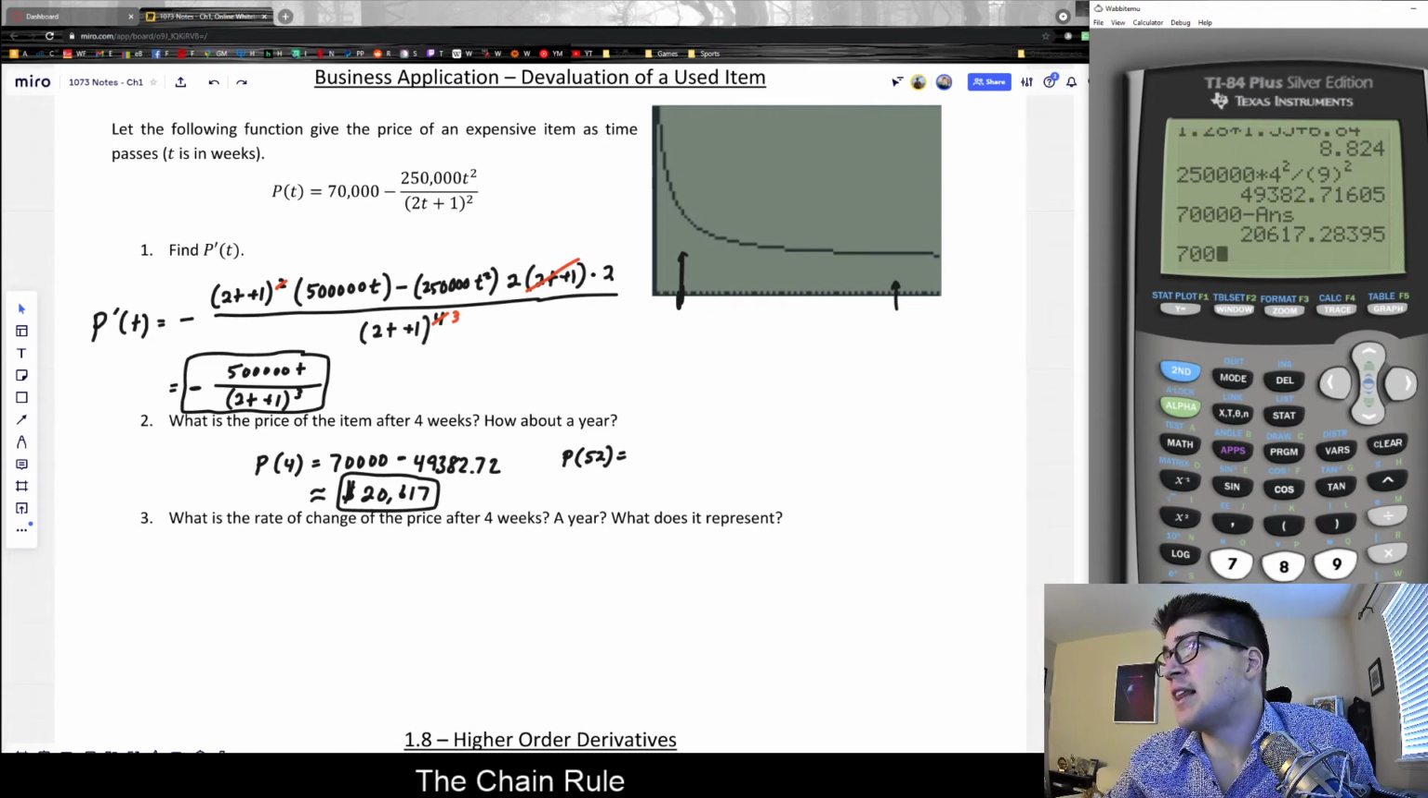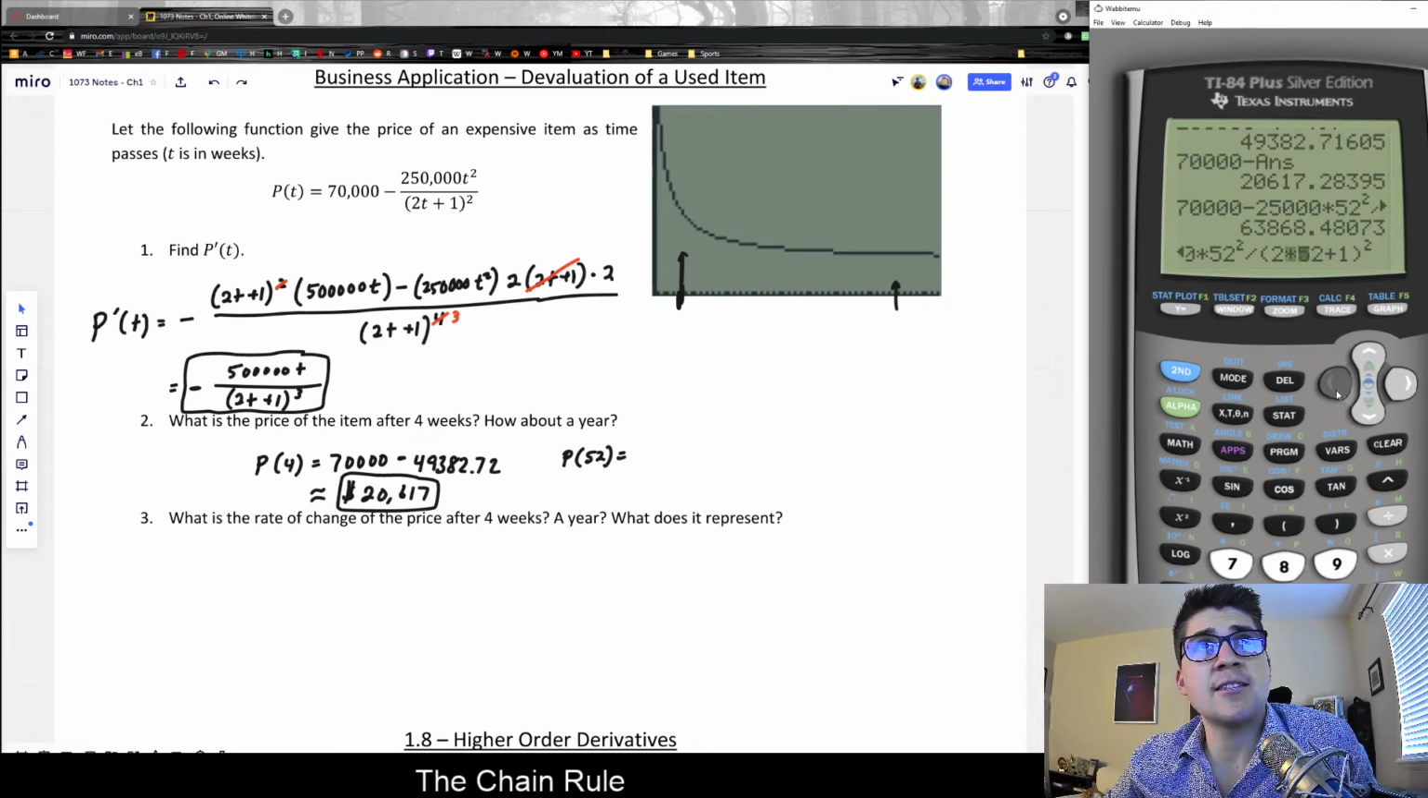Well, I'm going to have 70,000 minus 250,000 times 52 squared divided by parenthesis 2 times 52 plus 1 squared. And anyways, I missed a 0 in my 250,000, which is why the answer doesn't make any sense. Let me go ahead and fix that.